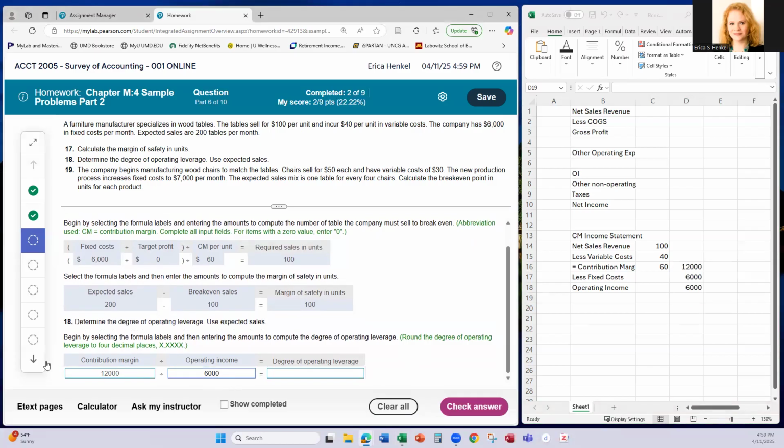So 12,000 divided by 6,000 gives us a degree of operating leverage of 2, which means that we are covering our fixed costs 2 times to arrive at our operating income.